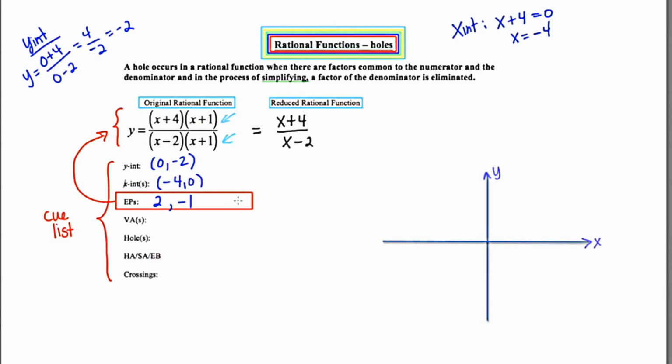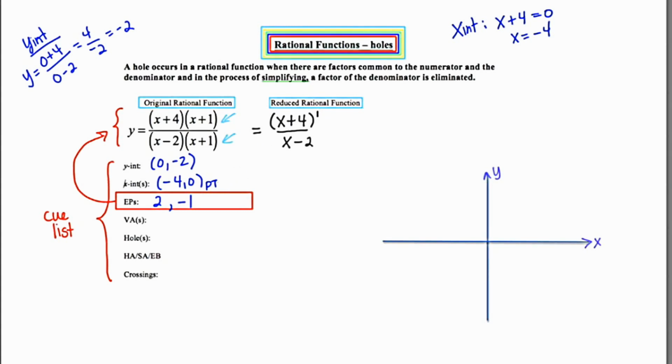Now, the x-intercept came from the numerator, which was x plus 4 to the power of 1. That means this particular x-intercept is going to be a pass-through. If this had been a power of 2, this would have been a bounce, and if this had been a power of 3 or any other odd number, it would have been a wiggle. But in this case, it's just 1, so it's going to be a pass-through.